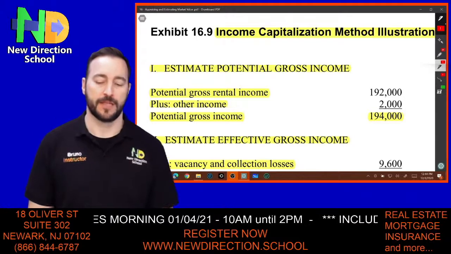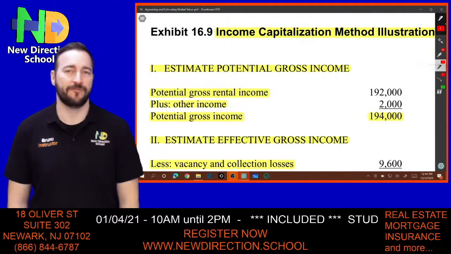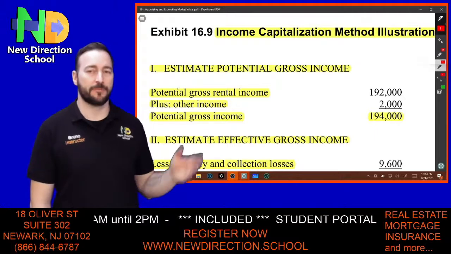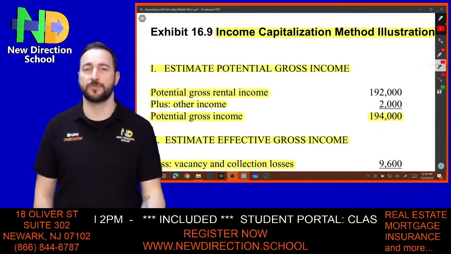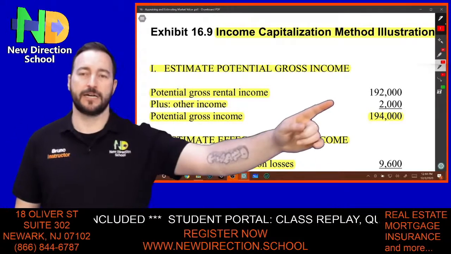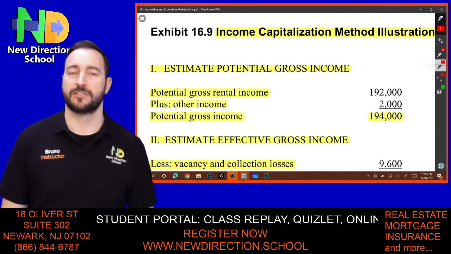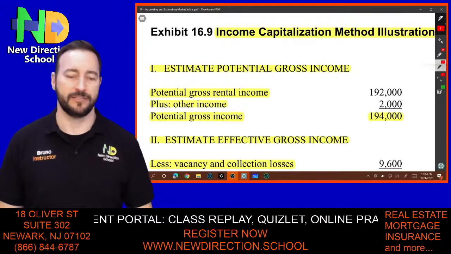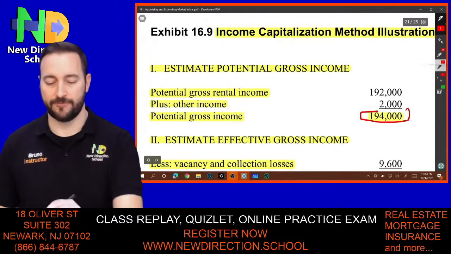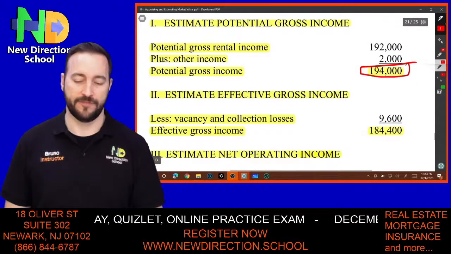Okay? So, step number one, we're going to estimate the potential gross income. How do we figure that out, guys? Well, 100% occupied. In this property, they're telling us that if it's 100% occupied, it brings $192,000. We have other income. Let's say the coin operated laundromat over the year gives us an additional $2,000. That means your potential gross income, giving all considerations, is $194,000. That's your estimated 100% occupancy and profit, right?